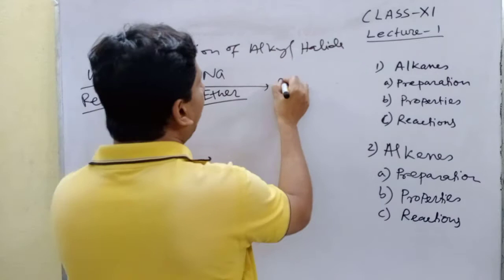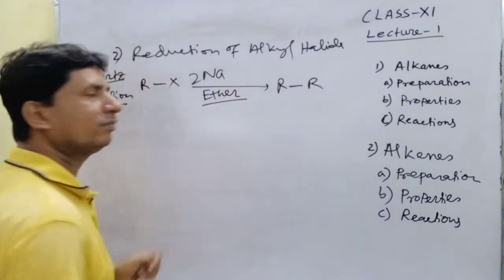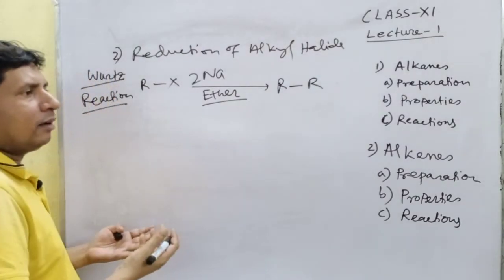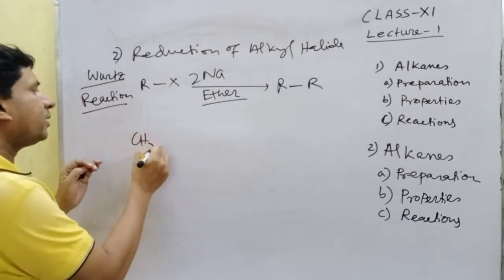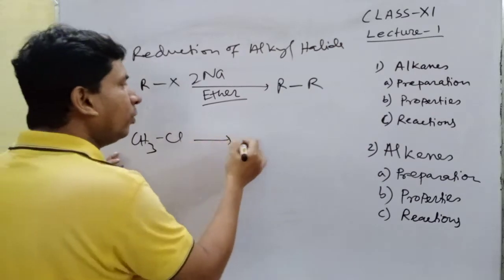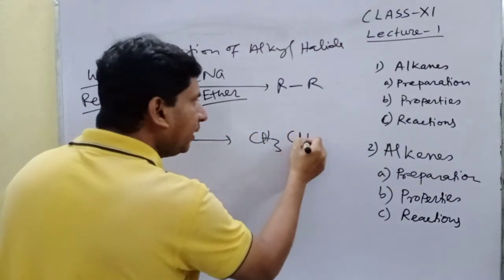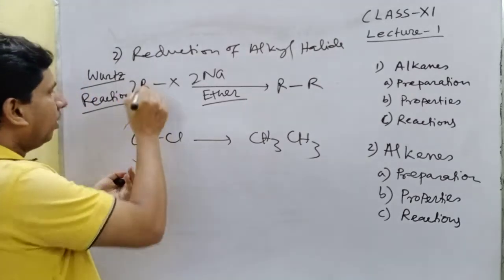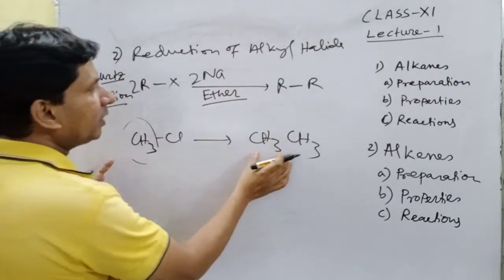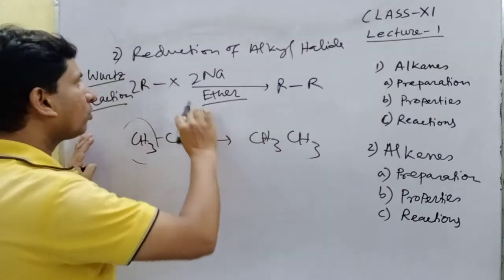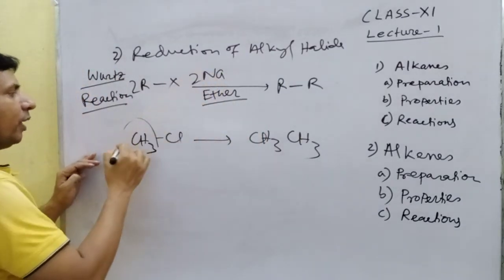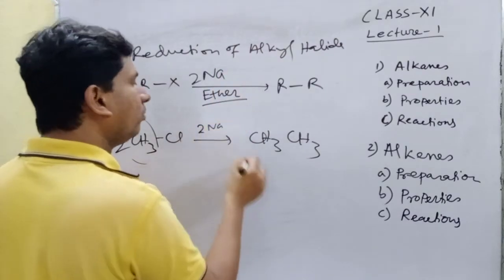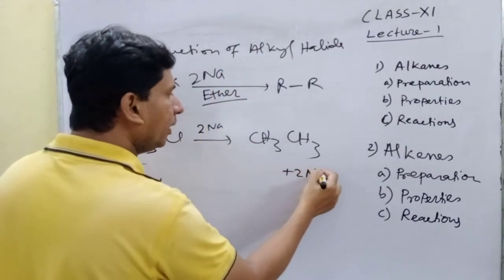Now we can get R-R. That means a double-number-of-carbon-containing hydrocarbon. If it is CH3Cl, then we will get CH3-CH3. That is, there is a methyl and another methyl. And sodium chloride, 2 NaCl will form here.